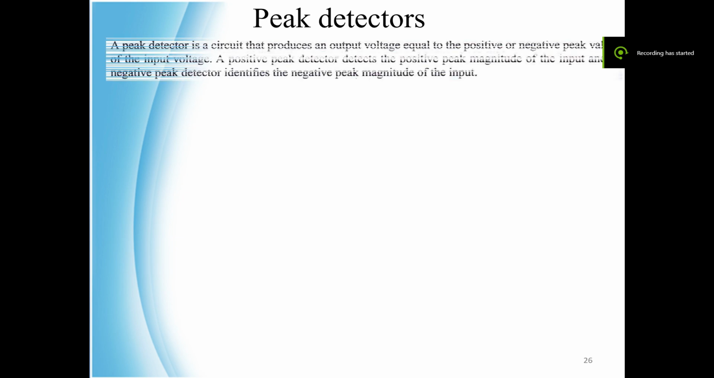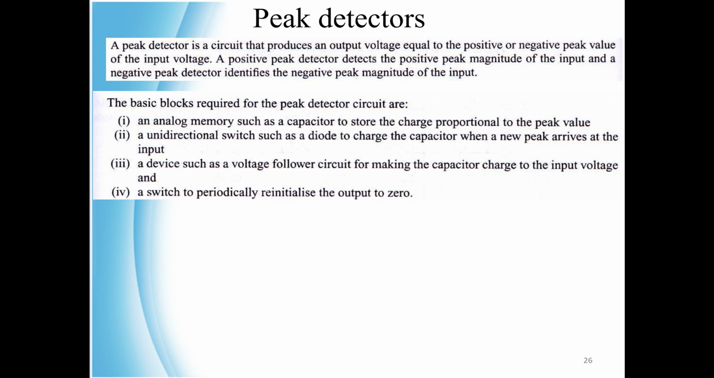detectors. A peak detector is a circuit that produces an output voltage equal to the positive or negative peak value of the input voltage. A positive peak detector detects the positive peak magnitude of the input, and a negative peak detector identifies the negative peak magnitude of the input.